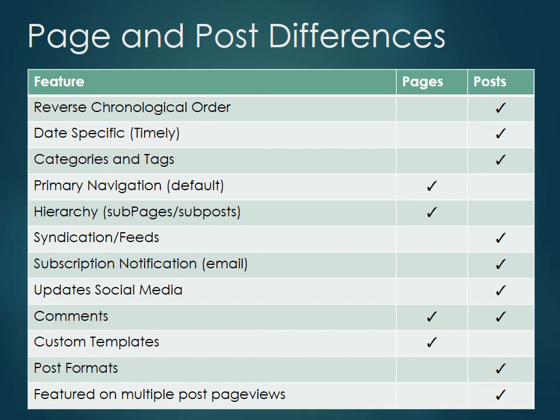Pages can have custom templates. They're called custom page templates or page templates in WordPress. Posts can't, but posts have post formats. Kind of the same, kind of not. And we're going to look at page views in detail later, but posts are featured on multiple post page views. By default, you cannot put more than one page on a page or on a post.